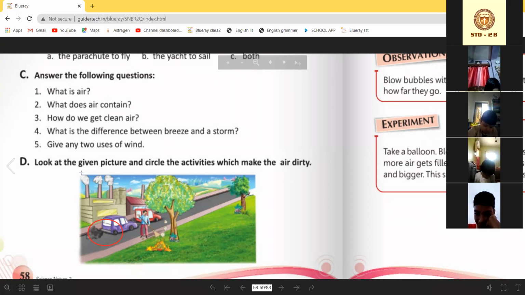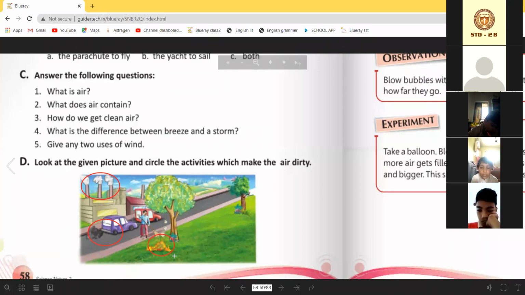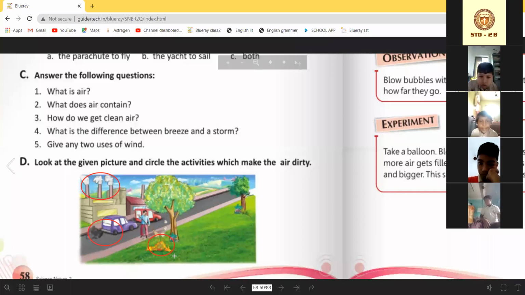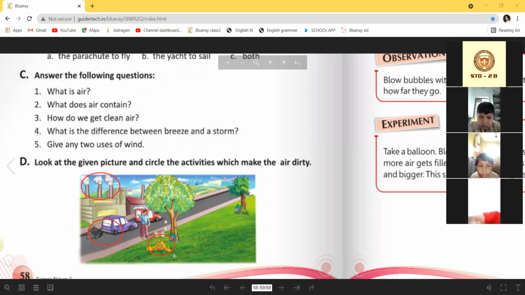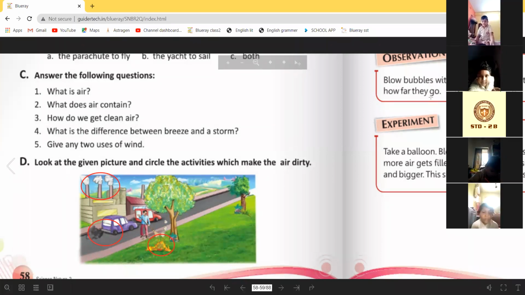Okay, next you can see there is a factory and lots of smoke releasing from the factory. So it makes the air dirty. And next we can see here this one, burning of woods. Yes, this also makes the air dirty. So these are the activities. So I can see these three. If you can see more activities, then you can also tell me. Can you see? Yes.